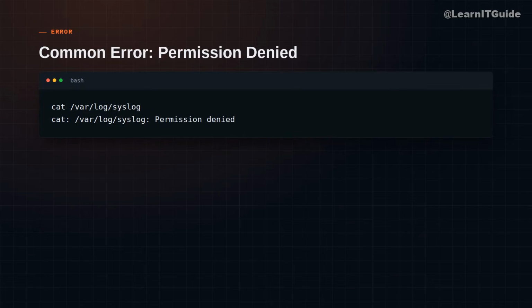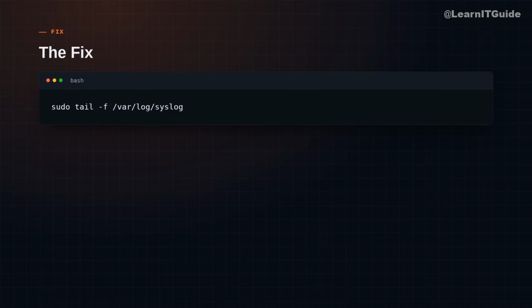A common mistake is trying to read system logs without administrative privileges. The error message is permission denied. This happens because those files are owned by the root user for security reasons. You cannot just read them as a standard user. The fix is to use the sudo command to elevate your permissions. We use tail with the -f flag to watch the log in real time as it updates. This is exactly what you need when debugging a service that is currently failing.